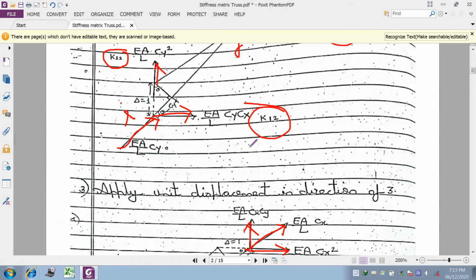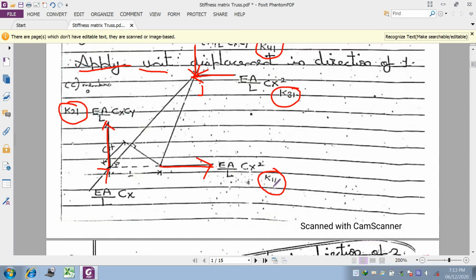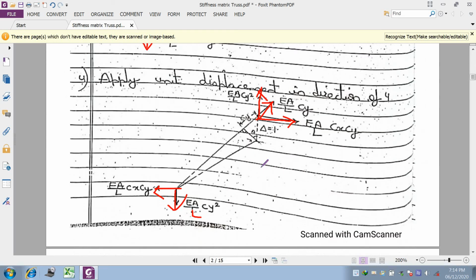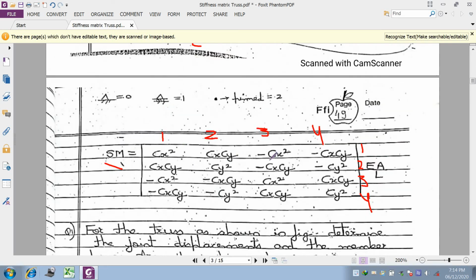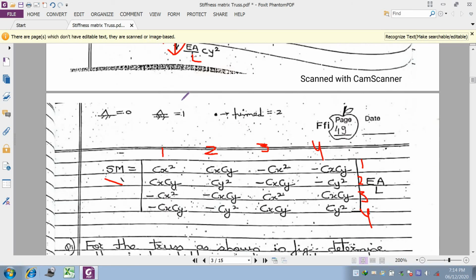So let us see what will be the value of 1 1. This is K11 that we are obtaining, so EA by L CX square. So we have to write it here. Now for simplification let us take EA by L as common, because every member will carry EA by L.